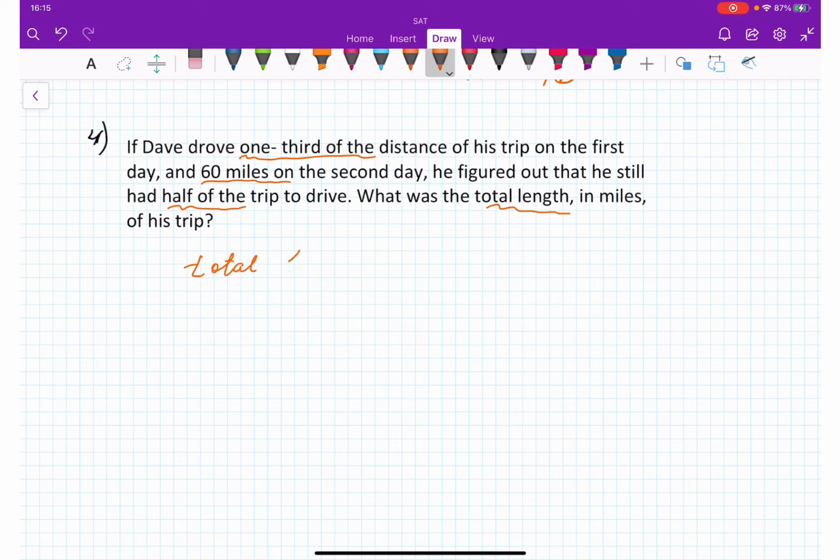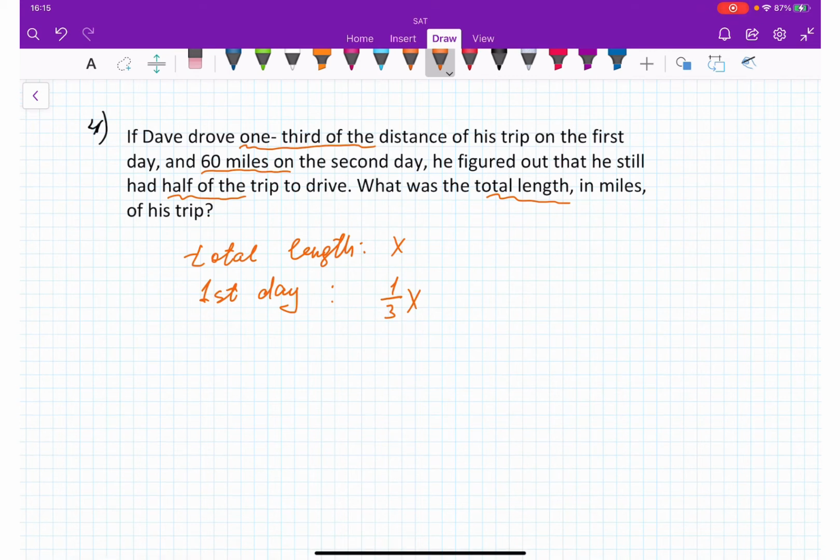So total length is x. Now, first day, he drove 1/3 of his trip on the first day. So it's going to be 1/3 of x. Second day, he drove 60 miles on the second day, which means he drove 1/3 x on the first day. So the next day another 60 miles, so plus 60, correct? And that means he figured out he still had to drive 1/2 of the trip. So 1/3 of x plus 60, that's in total 1/2 of x. He still has to drive.